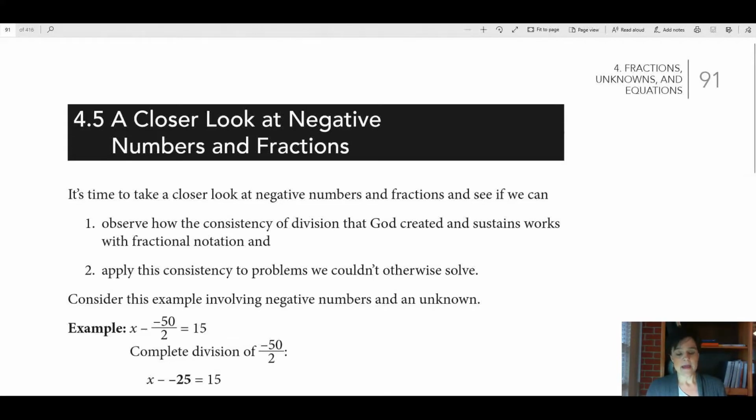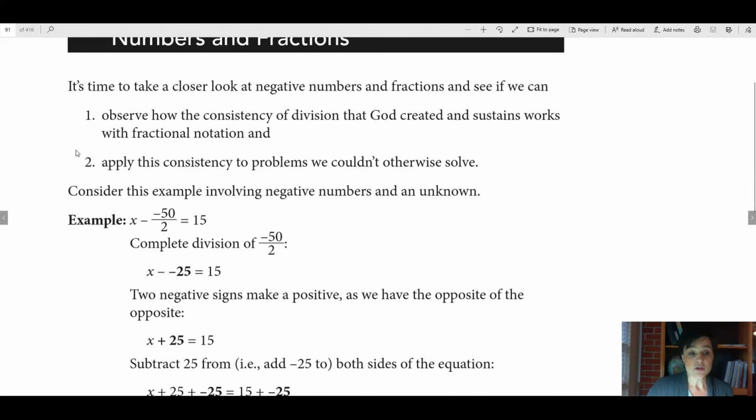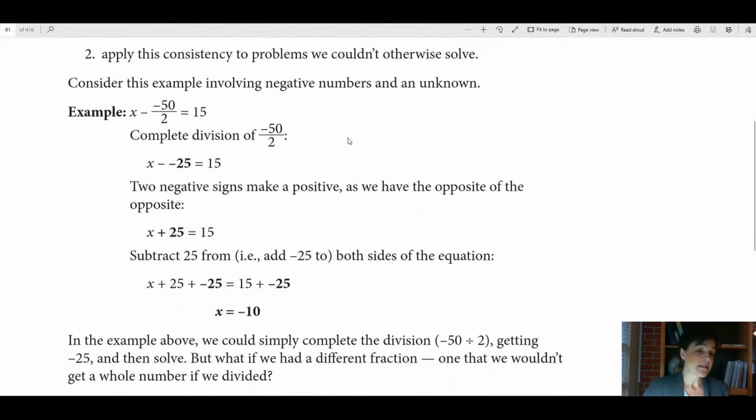Okay, so let's go ahead and take a closer look at negative numbers and fractions and see if we can do these two things. Observe how the consistency of division that God created and sustains works with fractional notation, and apply this consistency to problems that we can otherwise solve. So let's consider this example involving negative numbers and an unknown. The example is x minus negative 50 halves equals 15.